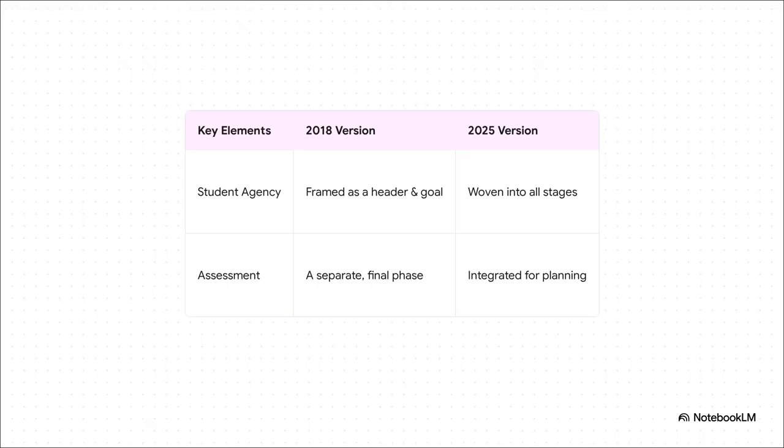And you can really see the change in action right here. Just look at student agency. It used to be just a heading, but now it's woven into every single stage of the process. For you in the classroom, that means student questions and ideas aren't just an add-on, they are the very fabric of the plan. And check out assessment. It's not a separate step at the end anymore. It's fully integrated, happening all the time for planning and for making learning visible.